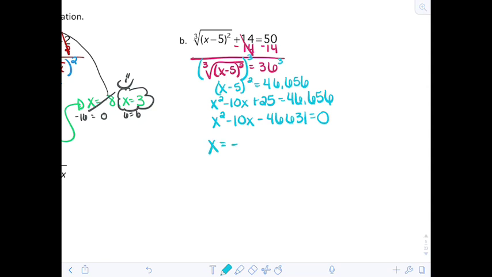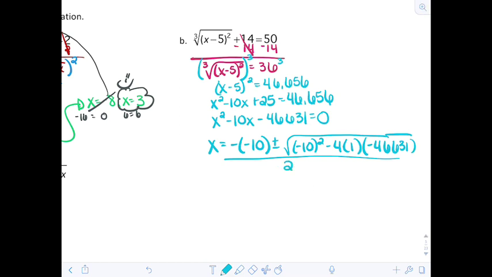formula. So x equals negative b, so the opposite of negative 10, plus or minus the square root of negative 10 squared minus 4 times 1 times a negative 46,631, all over 2 times 1. So these are some pretty big numbers.